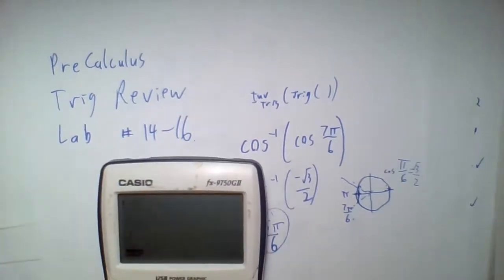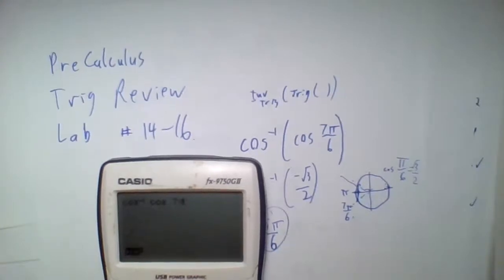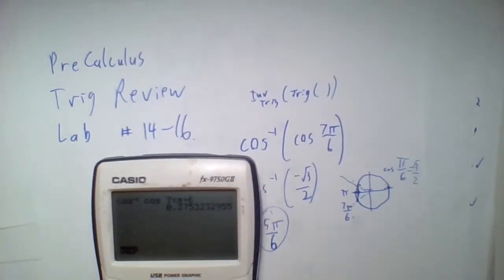If you do inverse cosine of 7 times pi over 6, I get this number. Might not look too familiar to you, but you can check that the exact value there is 5 pi over 6. Should be the same thing. Not even close to the same thing. Parentheses. Let me try that again with parentheses in the right place.